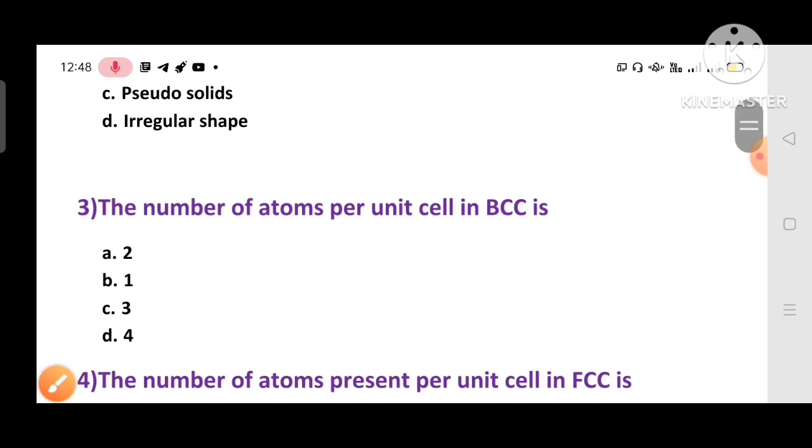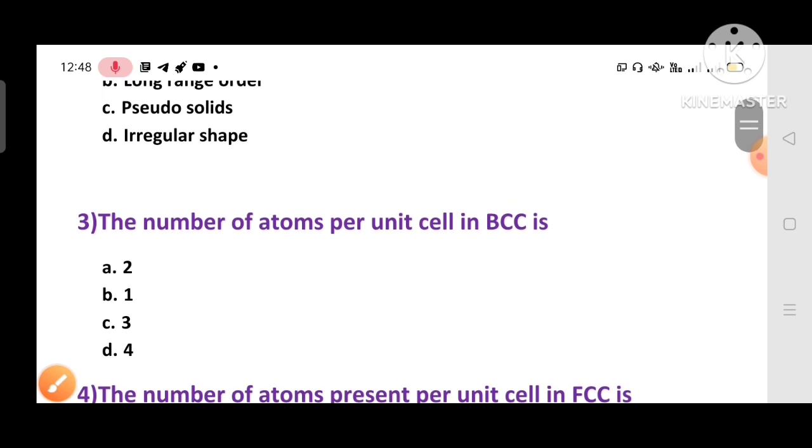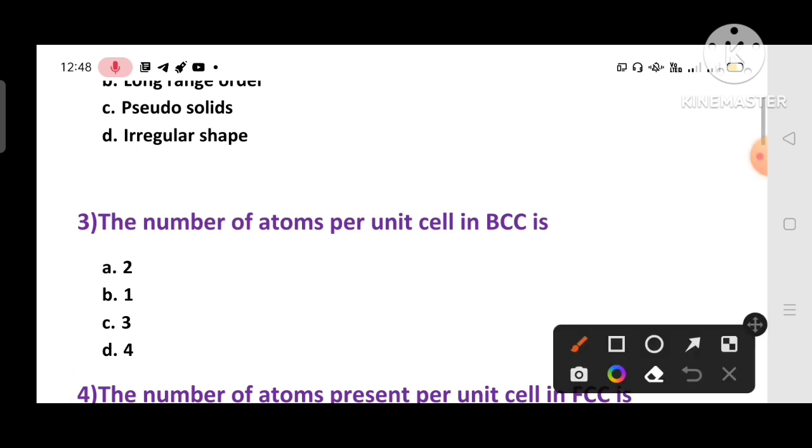Next question, the number of atoms per unit cell in BCC is, BCC anta andre body centered cubic unit cell. Option A 2, option B 1, option C 3, option D 4. And the right answer is option A 2.